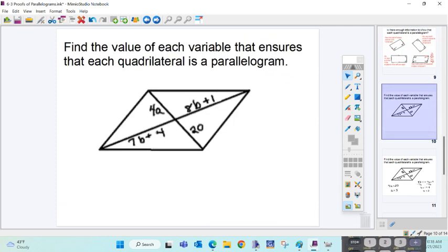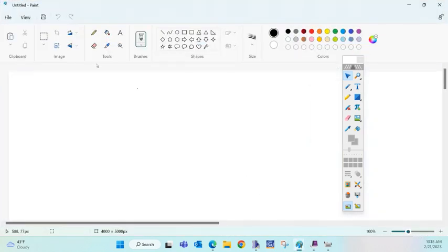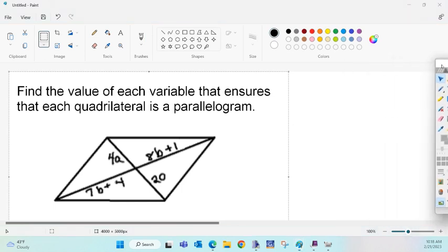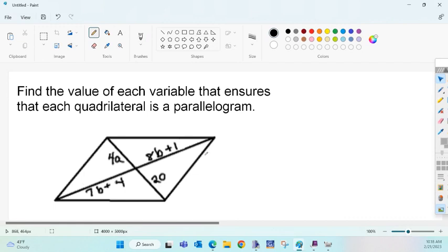All right, so I'm going to copy this over. I'm going to put this over on here so that they can see it. So we can do the work on here as well. All right, so if we need to find out if it's a parallelogram, or we're saying what would these variables have to be if we had a parallelogram, what is one equation that we could set up to help us find either A or B? Any thoughts?